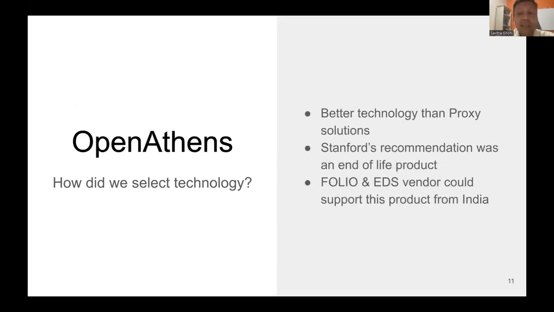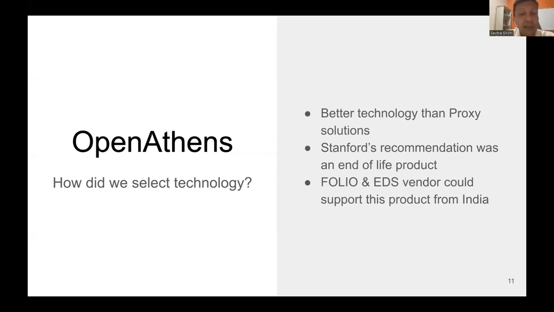Okay, for single sign-on and remote access, we went with Open Athens. Open Athens is a UK company, a UK not-for-profit organization. And a lot of libraries in the world use Open Athens, as we all know, right? So it had a huge track record, successful technology. And EBSCO was the distributor and service provider for Open Athens in India. Okay, so we were confident we would get local support from India for all these pieces, Folio, EBSCO Discovery, and Open Athens, right? So these were some of the reasons we went with Open Athens.